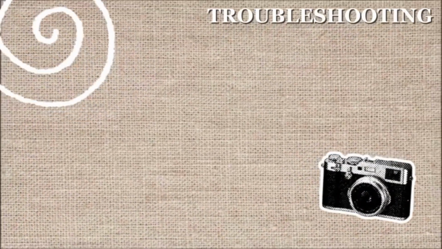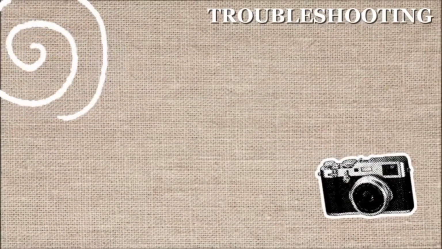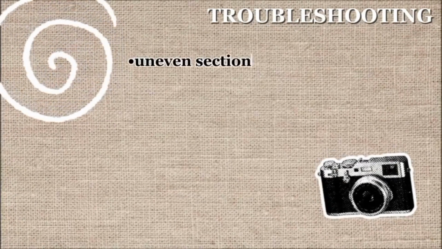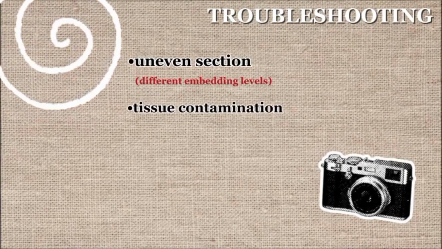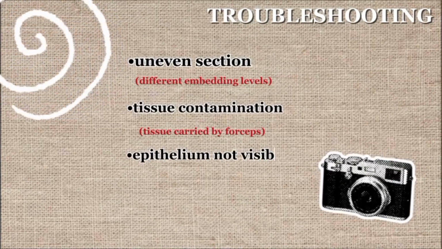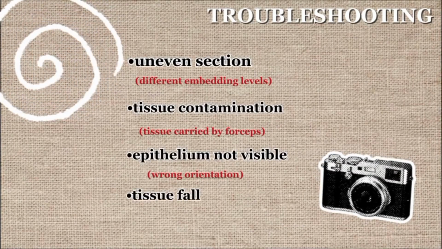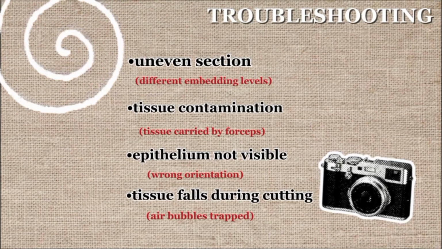There are a few troubleshooting problems in tissue embedding, such as uneven sections, tissue contamination, epithelium not visible, and tissue falls during cutting.